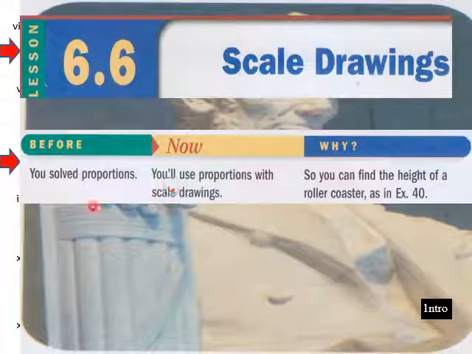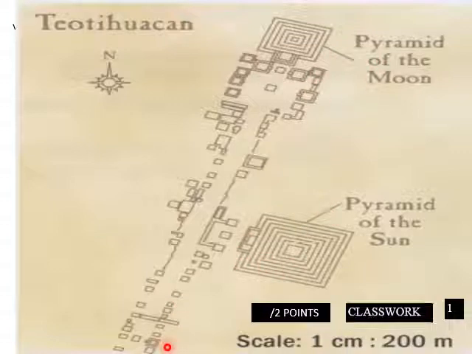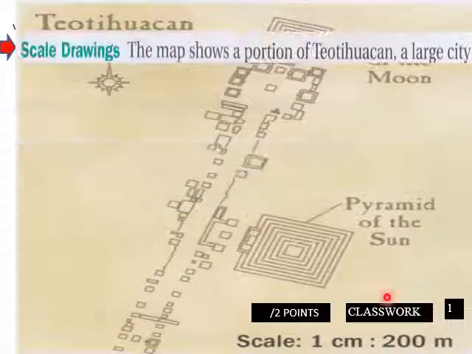6.6 scale drawings. You'll use proportions with scale drawings. We have a scale drawing here of Teotihuacan, I guess is how you pronounce it: the Pyramid of the Moon and the Pyramid of the Sun. And we have a scale down here: 1 centimeter on this map equals 200 meters in reality. This is page 1 in your class worksheet.